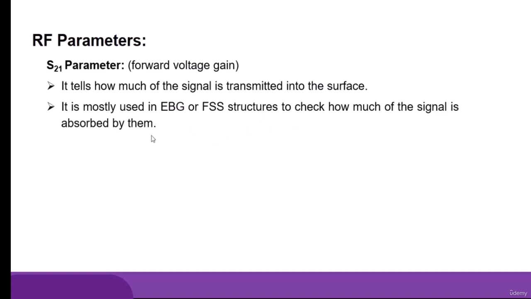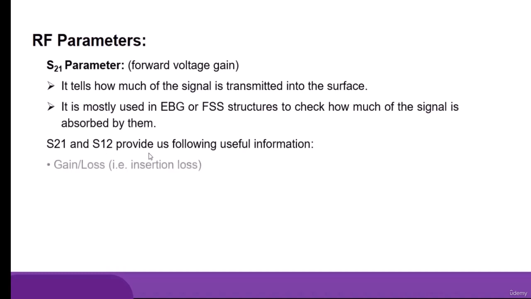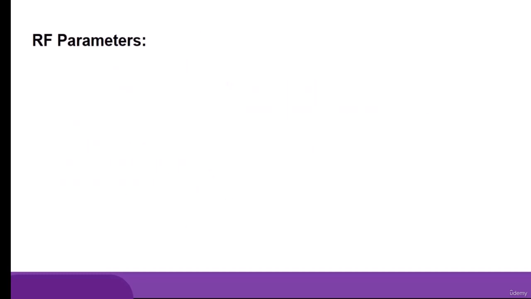S12 and S21 provide us useful information. These provide us with the gain or loss, insertion loss, phase, group velocity and group delay. Now, this is the discussion about S parameters, that are S11, S22, S21 and S12. Now I am considering all the parameters in one diagram.